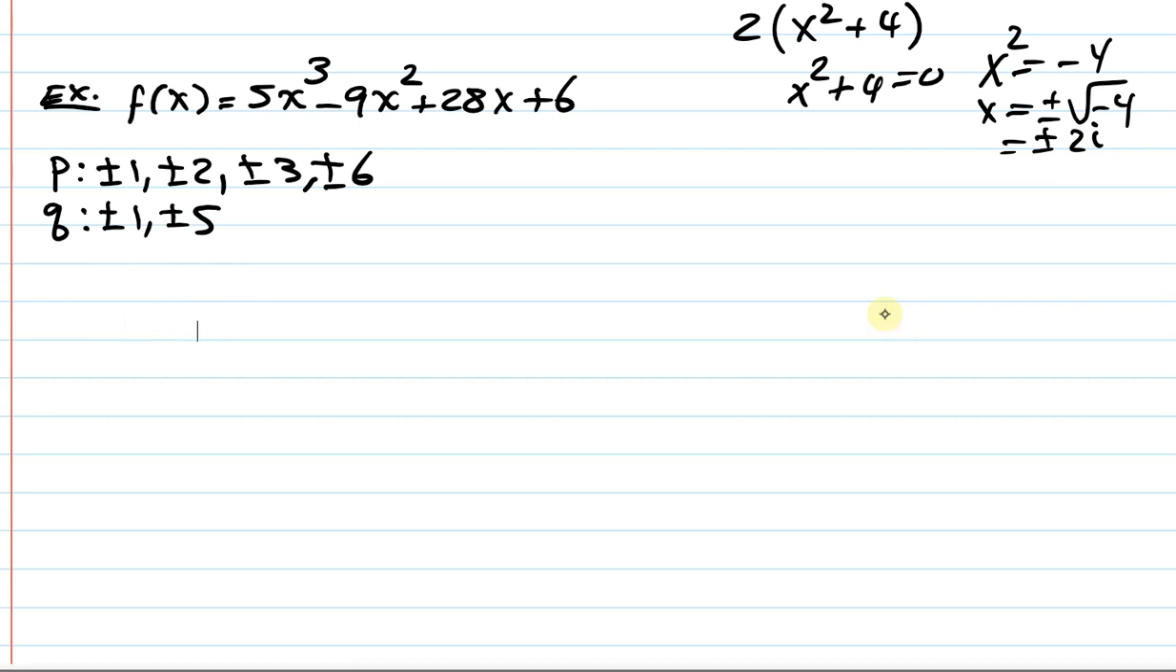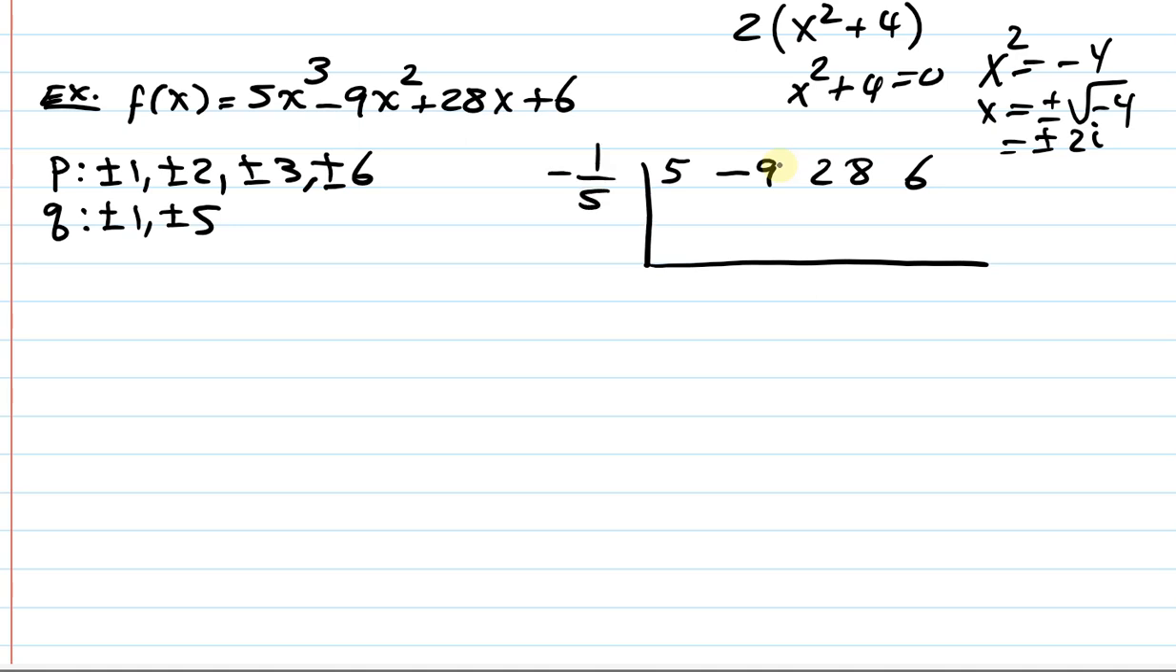Now for this one, I'm going to do the synthetic division, and our synthetic division, the first row is going to be 5, negative 9, 28, and 6. I'm going to try negative 1/5. I've tried it earlier and it worked. Remember, P over Q, by the way, is when you divide every one of these factors of P by each and every one of factors of Q.